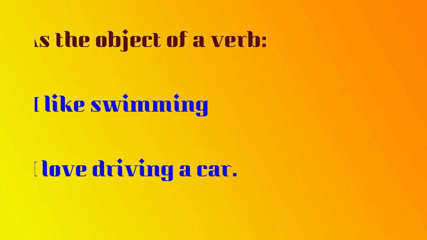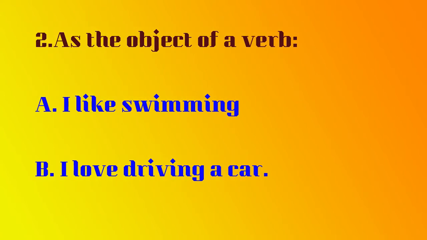Now let's see a gerund used as the object of a verb, when it acts as an object in a sentence. I like swimming. Here it is not a progressive tense, it is the name of the action. I like swimming. Now the other example: I love driving a car. Driving is again a gerund. Is it clear now? Fine.